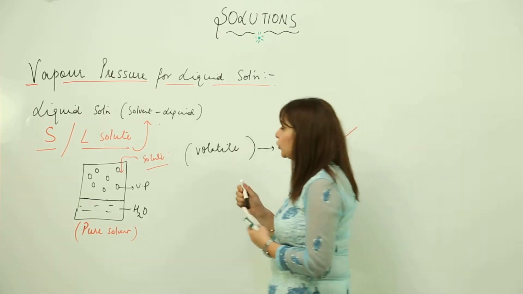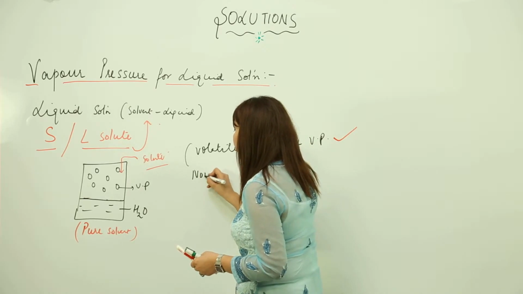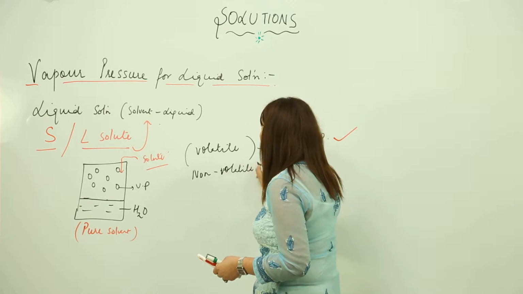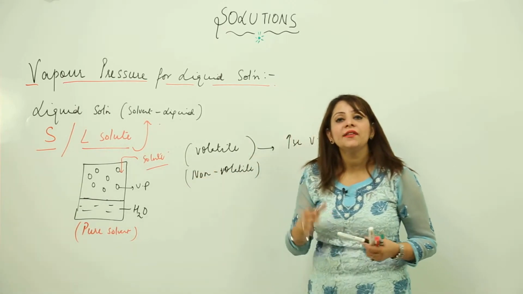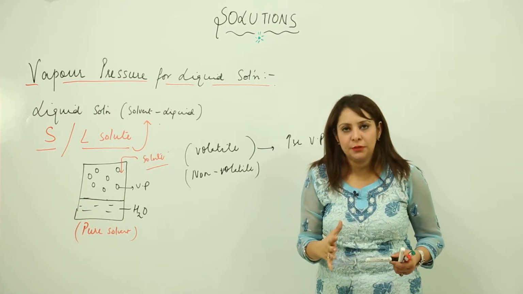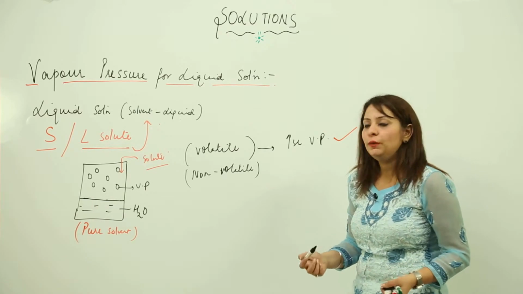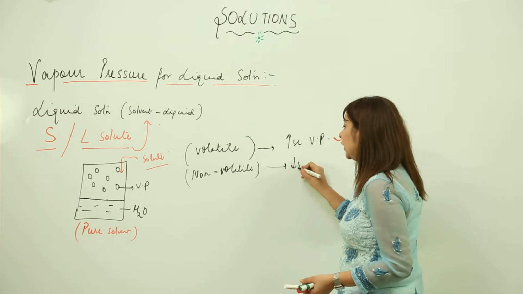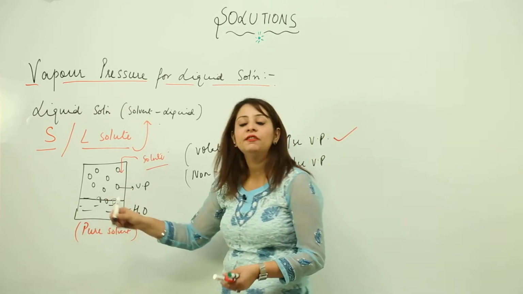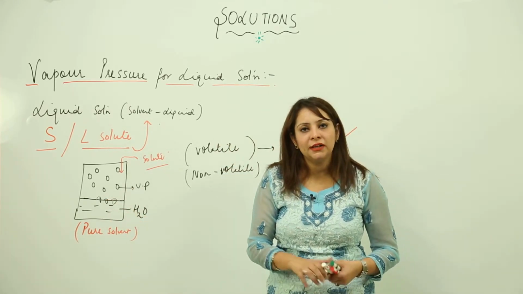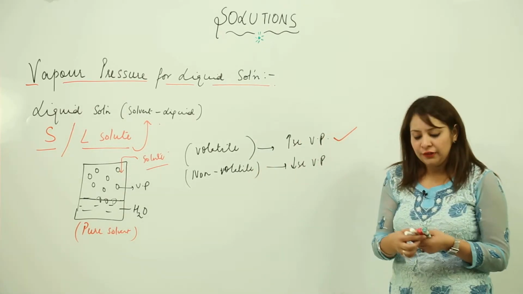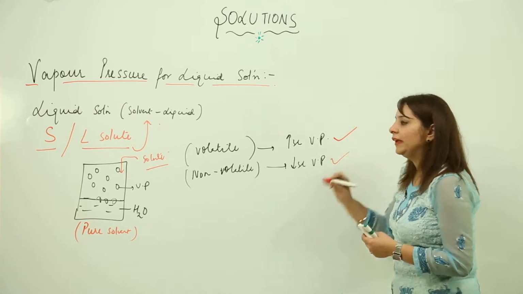Now I can add a solute whose nature is non-volatile. Non-volatile means that it does not have any tendency to evaporate. That means it doesn't form any vapors. So that means it is going to decrease the vapor pressure, as some of its molecules will occupy the surface and offer hindrance to the solvent particles to evaporate. Right. So obviously they are going to decrease the vapor pressure of the solution. So this is what we can have.